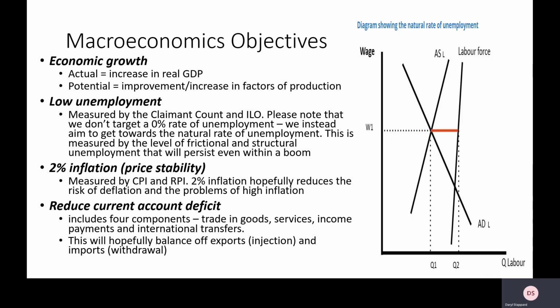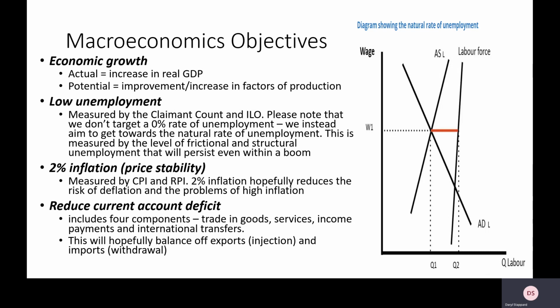Another key target is to reduce unemployment. The idea is to reduce the number of people claiming jobseeker's allowance to the lowest possible point. What we would say though is we're never going to be looking to achieve 0% unemployment. We're working towards something that we call the natural rate of unemployment.